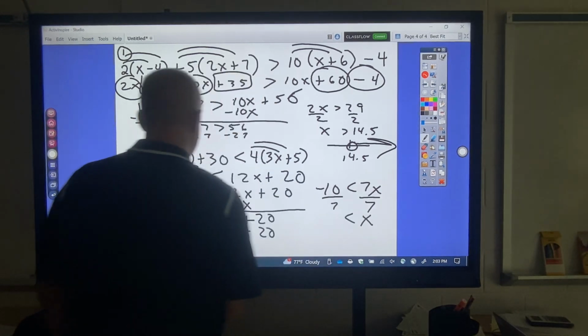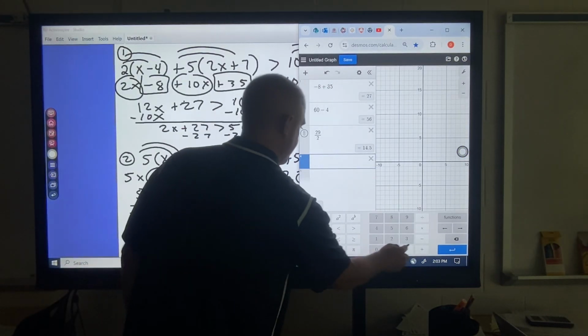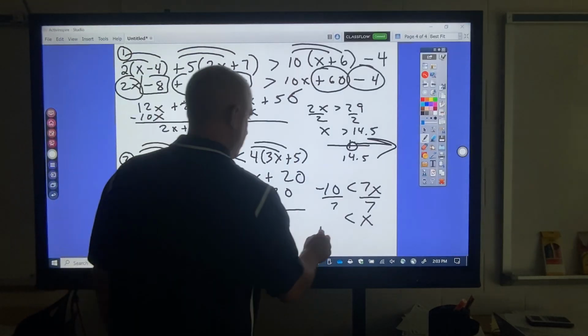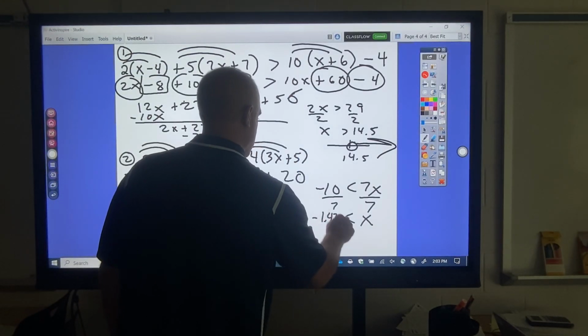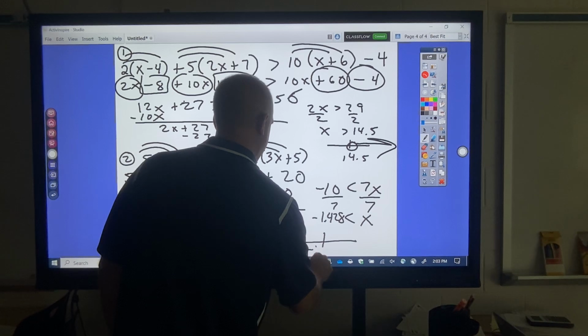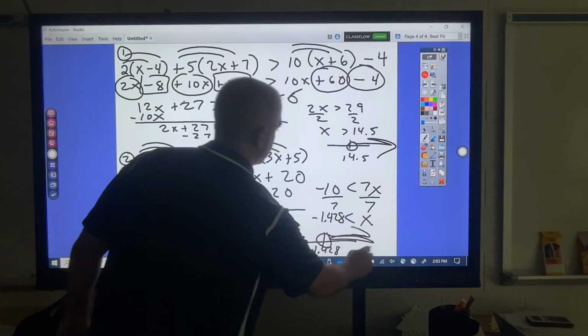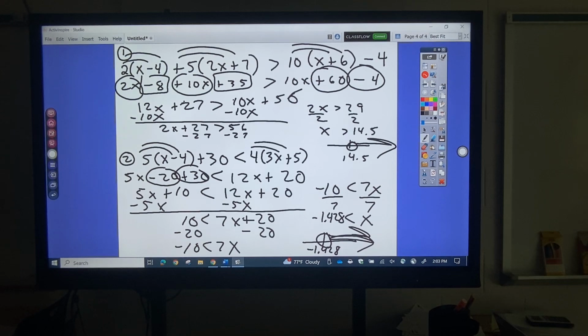Okay, negative 10 divided by 7, decimal, negative 1.428. Okay, open circle on that. All right, it's eating the x, so I shade to the right. Okay, so the same rules.